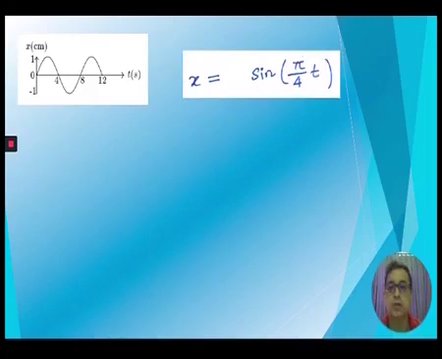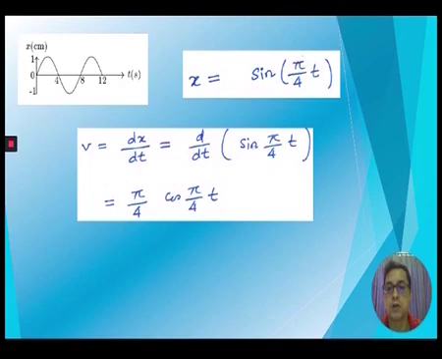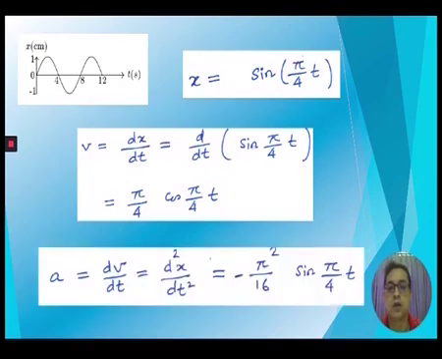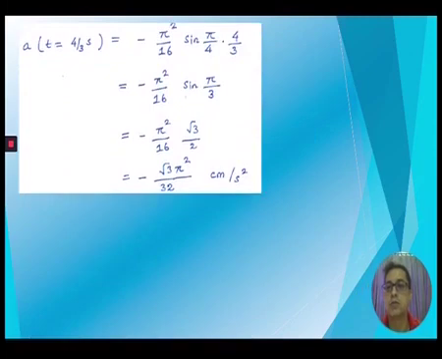Now once you have the appropriate form of the displacement versus time equation, position versus time, you can find out the velocity. So you differentiate it once to find the velocity, and that turns out to be pi by 4 cos(pi by 4 t). If you differentiate once again, then you will be able to find out the acceleration at time t. And once you find the acceleration at any given time t, you can immediately find the acceleration at t equal to 4 by 3 second.